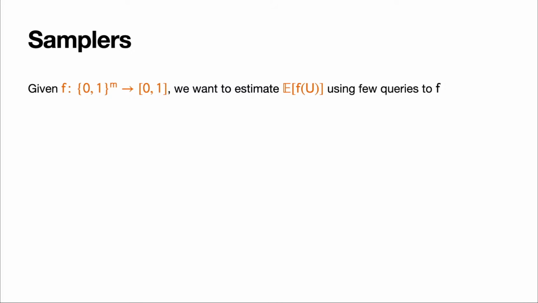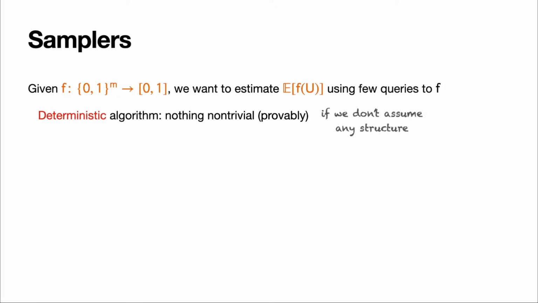Let's move on to our next object, which is a sampler. A sampler comes to answer the following very natural question. We have a function f. Say the domain is 0,1 to the m, and the codomain is just, say, 0 to 1. And we want to estimate the expectation of f of u using few queries to f. Deterministically, we cannot do much unless we assume some structure. That's why we have randomness.